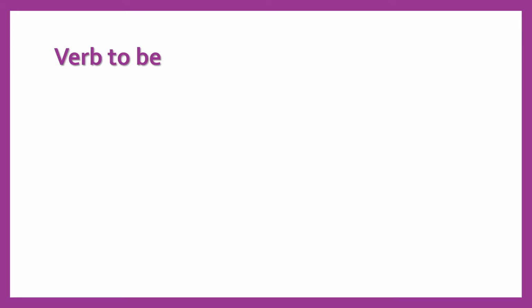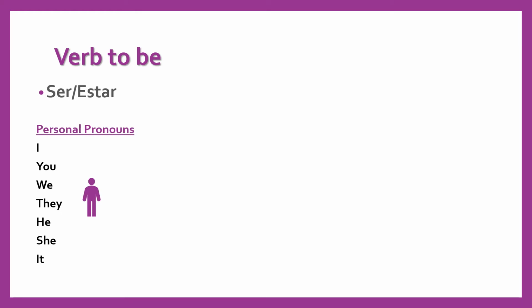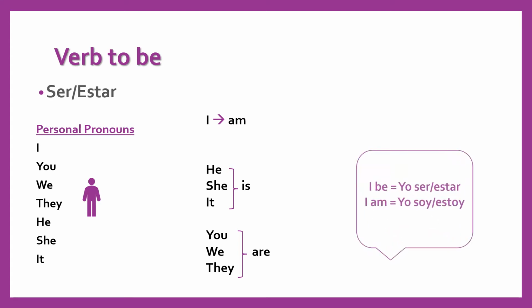As we have seen before, we're going to recall previous information about verb to be. So we know that verb to be means ser o estar. And also, it depends on the personal pronoun that we use. We're going to use different types of verb to be. So for example, if I have the pronoun I, I'm going to use the verb to be am. He, she, it is. And you, we, they are.